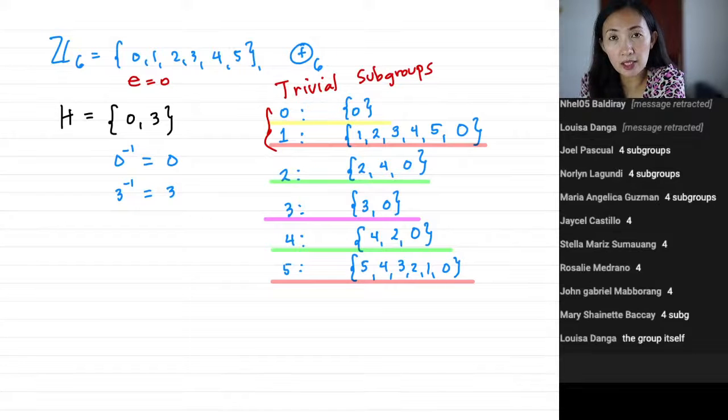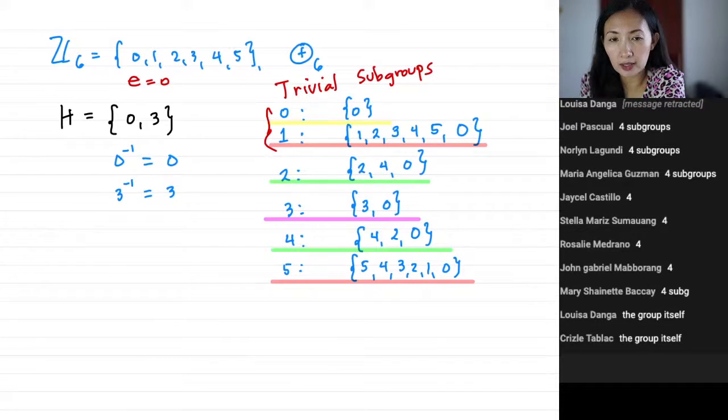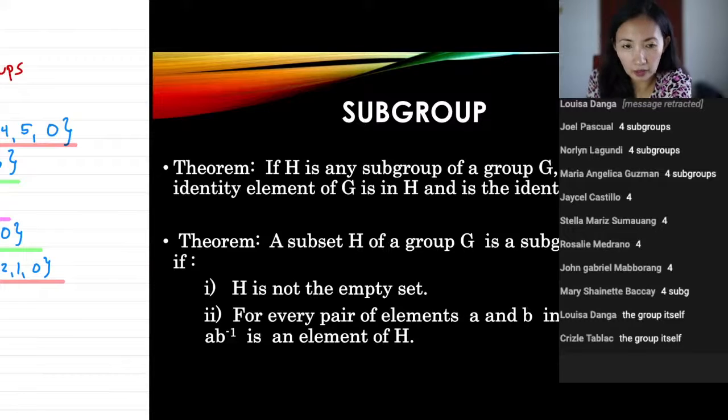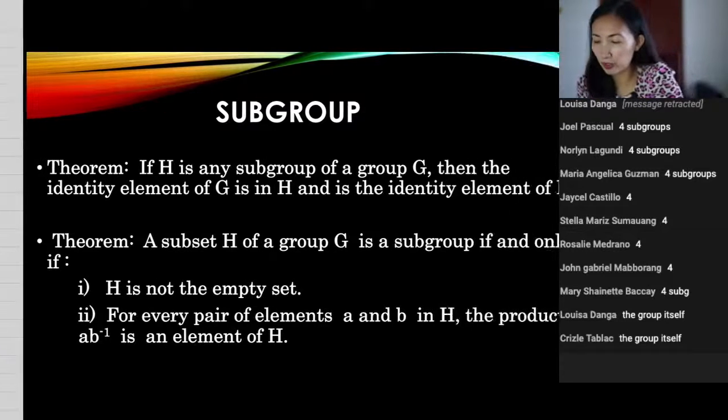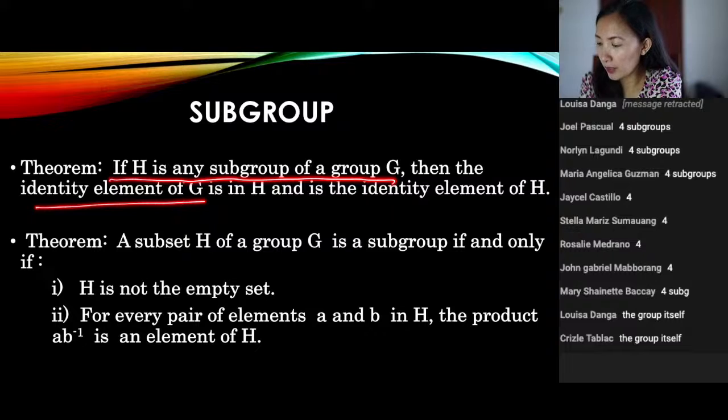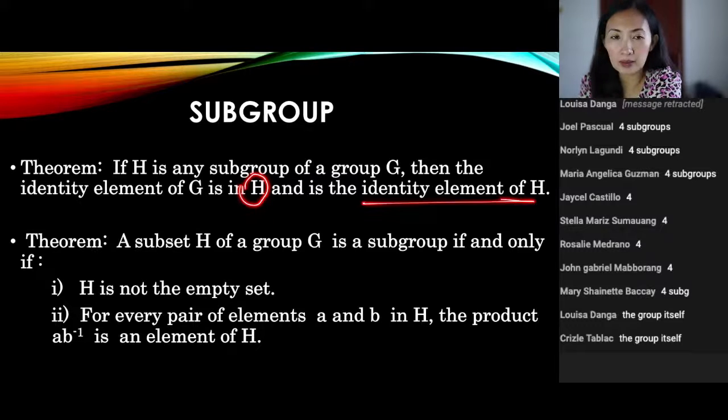Are there questions here? I hope this is clear. Next, we move on to some theorems and corollaries on subgroup. Theorem 1 says, if H is any subgroup of a group G, then the identity element of G, the bigger group, is in H. And in fact, it is also the identity element of H.